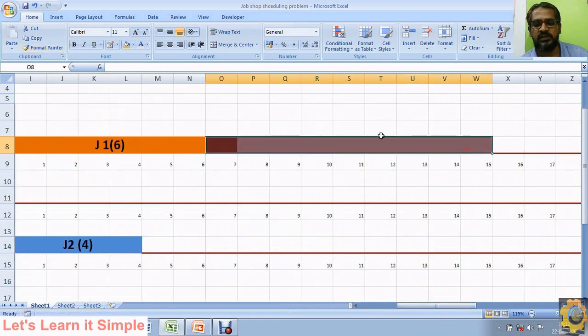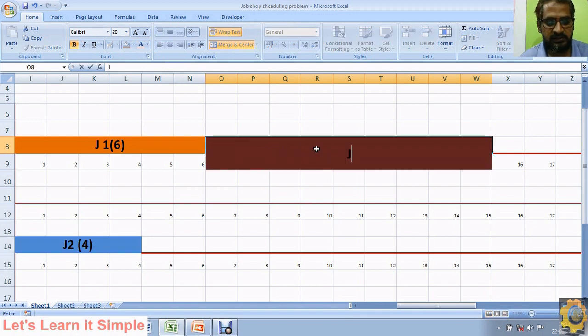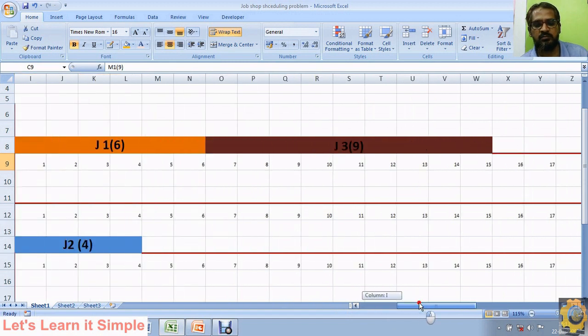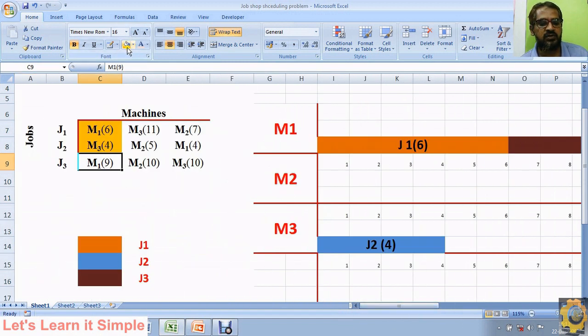The color can be pasted over here. You can merge this and replace, increase the font, bold, everything can be done. So this is the third job on machine 1 with a time unit of 9. You can see third job on machine 1 with a time unit of 9. This is also done. Let me highlight that with the yellow as well.